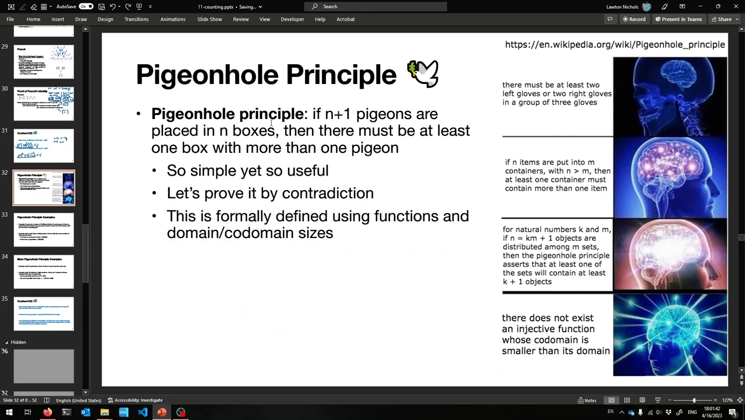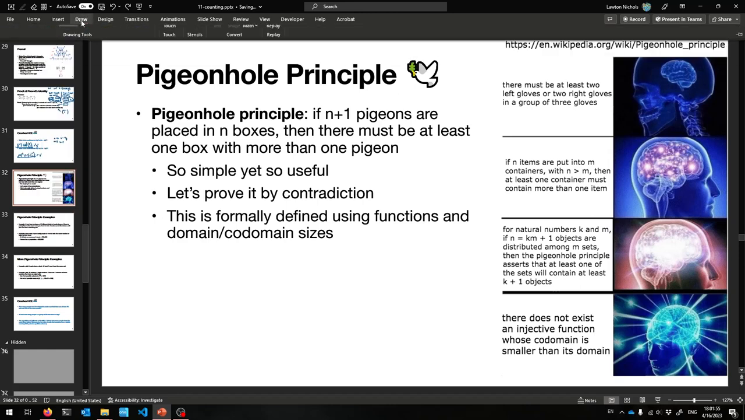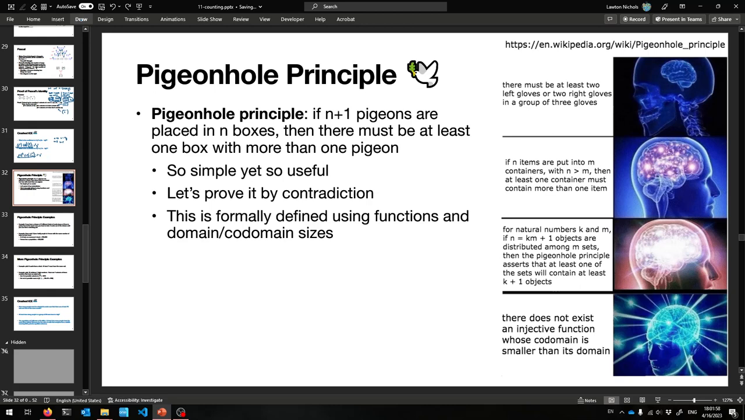So this is called the pigeonhole principle, which is a very cute name. You think about it as if there are birds trying to make their nests or live in little holes that you've built. You've built a pigeon mansion or something. And so here's the pigeonhole principle. If you have n plus 1 pigeons, and there are n boxes or n little pigeonholes for them to live in, then there must be at least one box with more than one pigeon. Does that make sense?